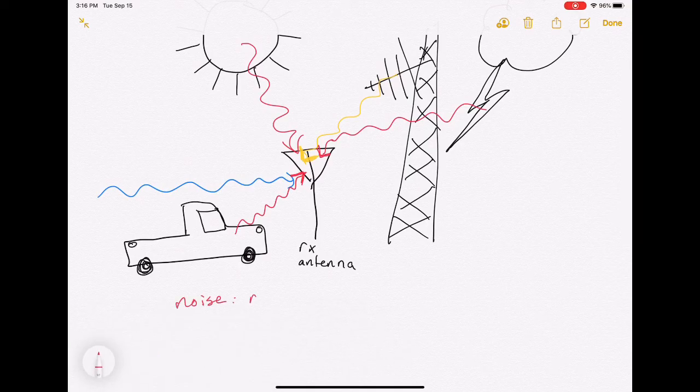All of the red ones are noise, which is either natural or unintentionally human-made, and it's random.